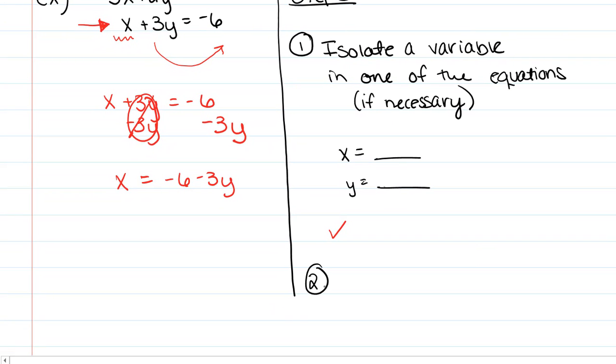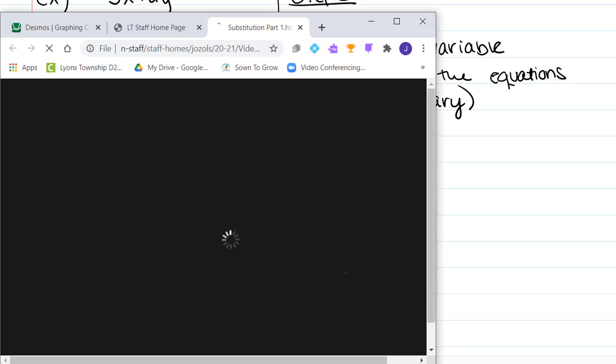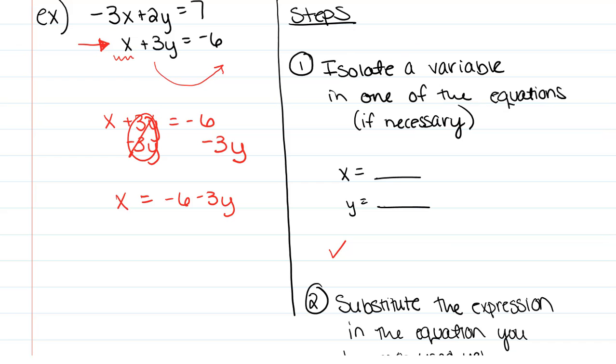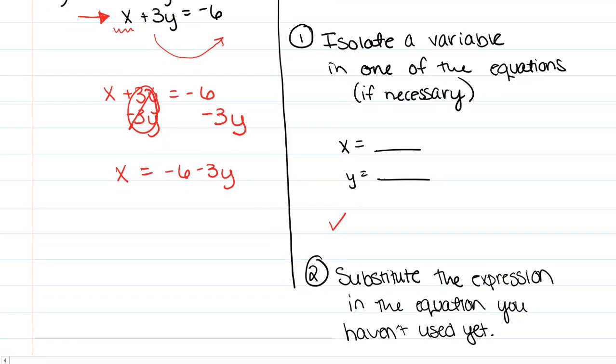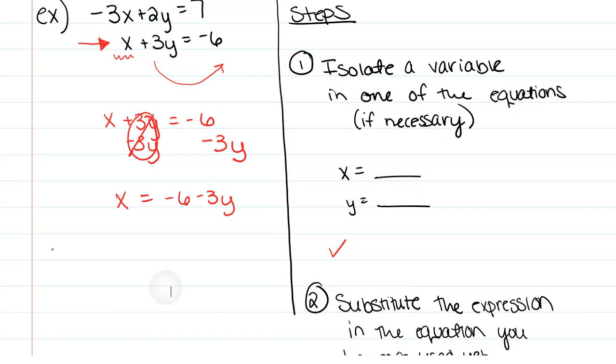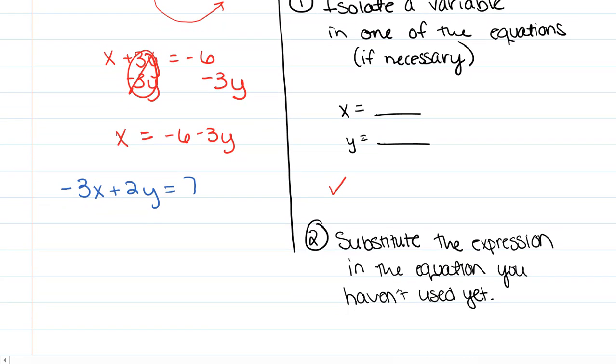Step 2. Next up is the actual substitution step. So we're going to substitute what we just solved for in the equation that we haven't used yet. In this case, I'm going to scroll up to see that. The equation I have not used yet is negative 3x plus 2y equals 7. And what I know is that x equals negative 6 minus 3y. So I'm taking this x and replacing it with negative 6 minus 3y.